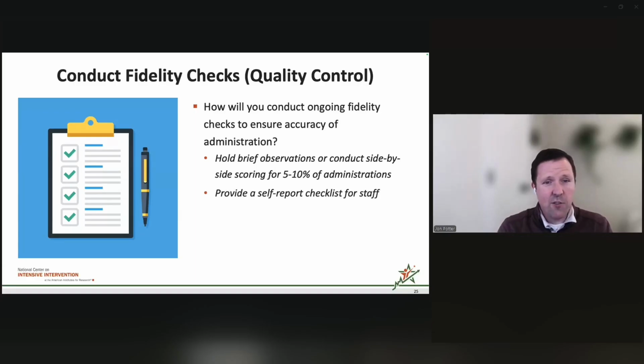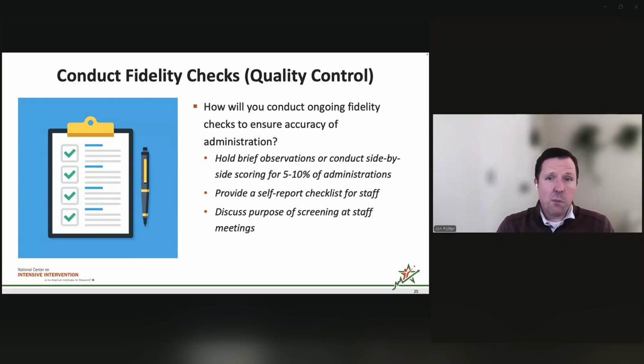You can also provide a self-report checklist for staff. Many of the assessments have fidelity checklists. You can give that to staff ahead of time just to know, okay, I read these directions, I scored in this way, this is how I time, this is how I use the materials. It's not a gotcha with the testers. It's really that we need to do this in a standardized way so we can have accurate data.